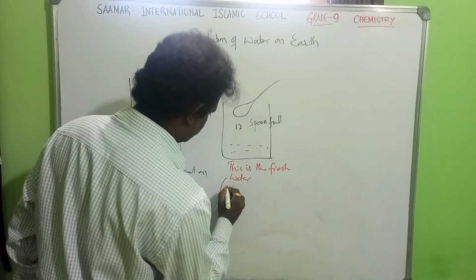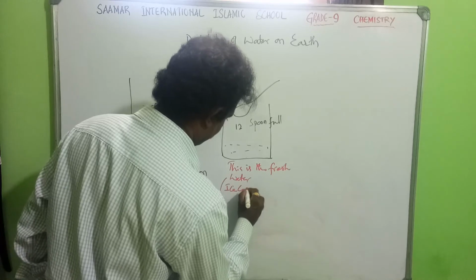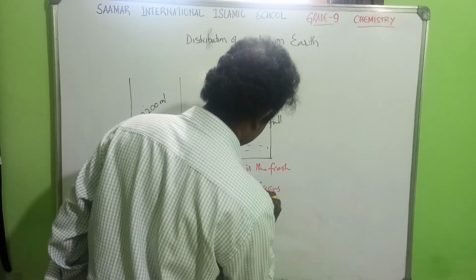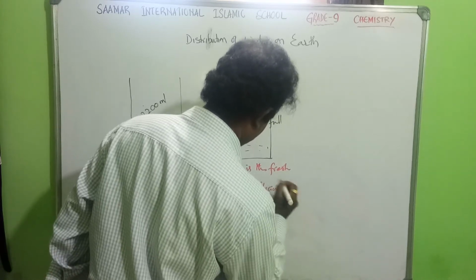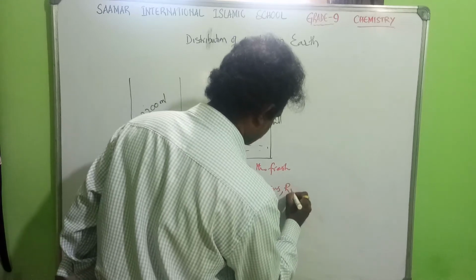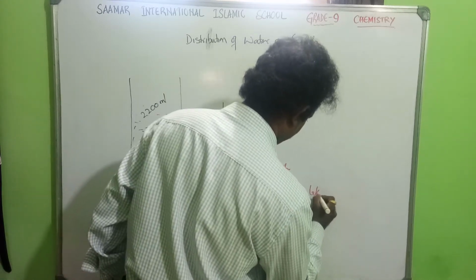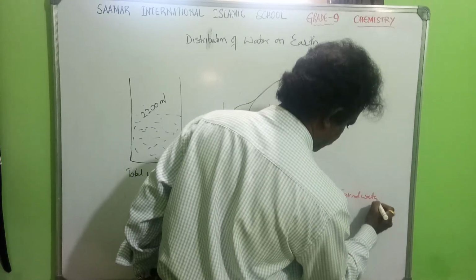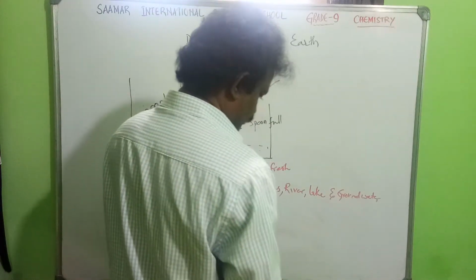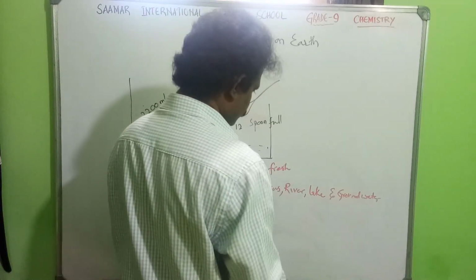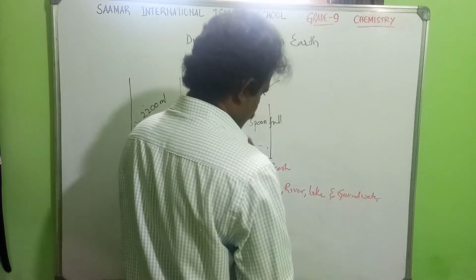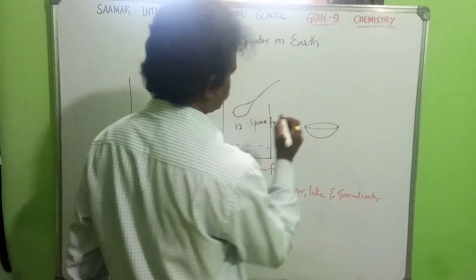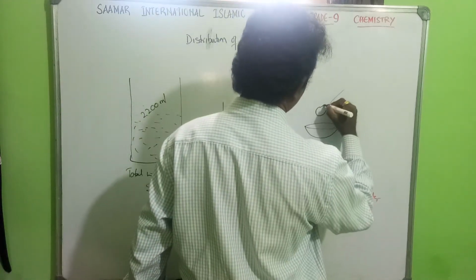What does fresh water consist of? Ice caps, glaciers, river, lake, and groundwater. Is it clear? Now, from this, take two spoons in a petri dish or a china dish. Okay, I'll take 2 spoons of this.